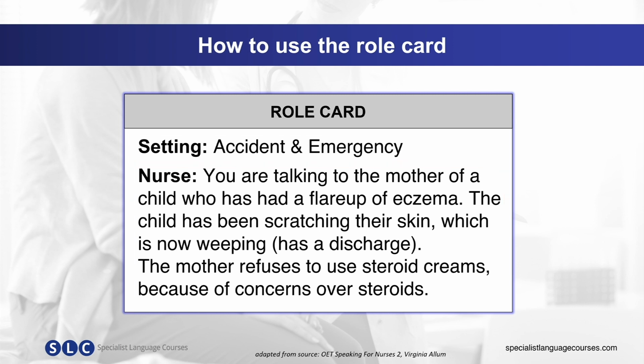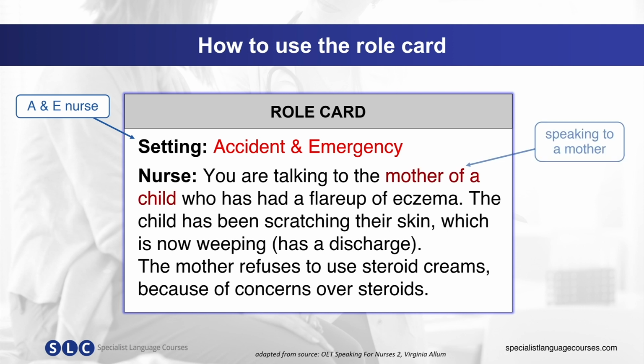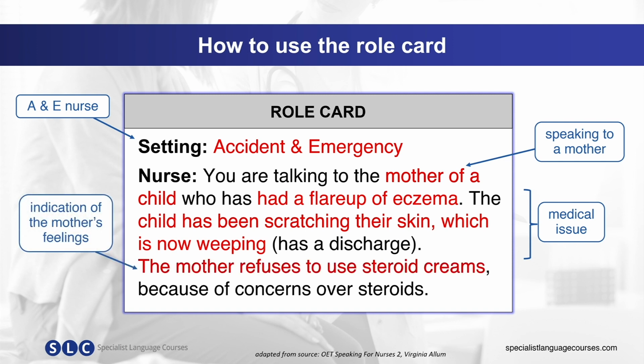So for this role card, we can see that you are a nurse working in A&E and you are going to be speaking to the mother of a child. We find out that the child has had a flare-up of their eczema and also a few details about the situation. So the child has been scratching and now the skin is weeping discharge. We also find out that the mother refuses to use steroid creams over concerns about their use. So this gives us an indication of how she might react if we suggest she uses them.